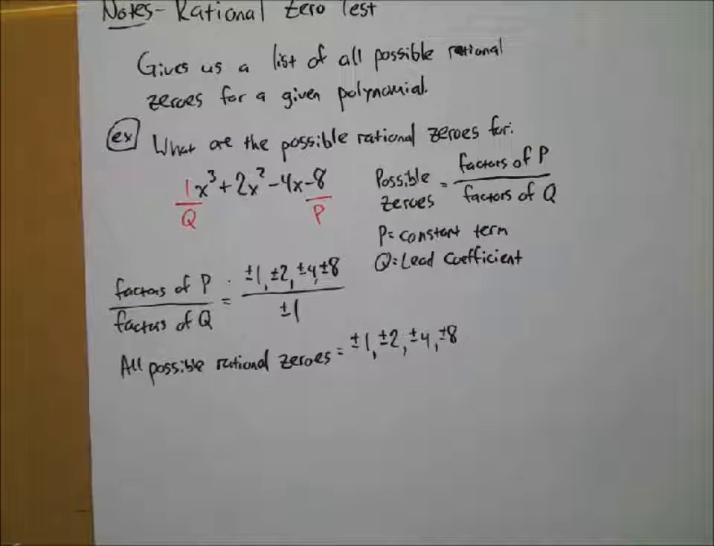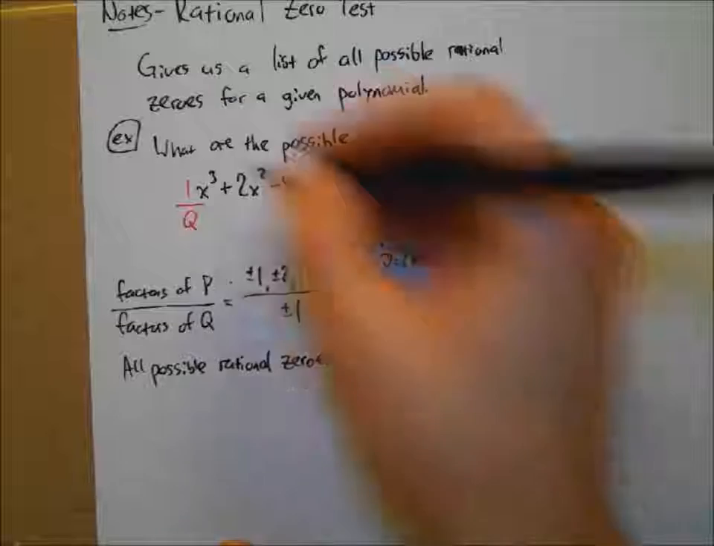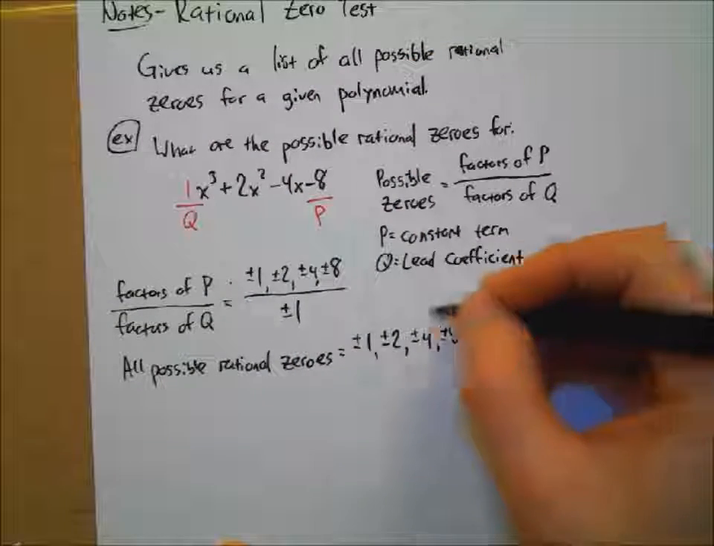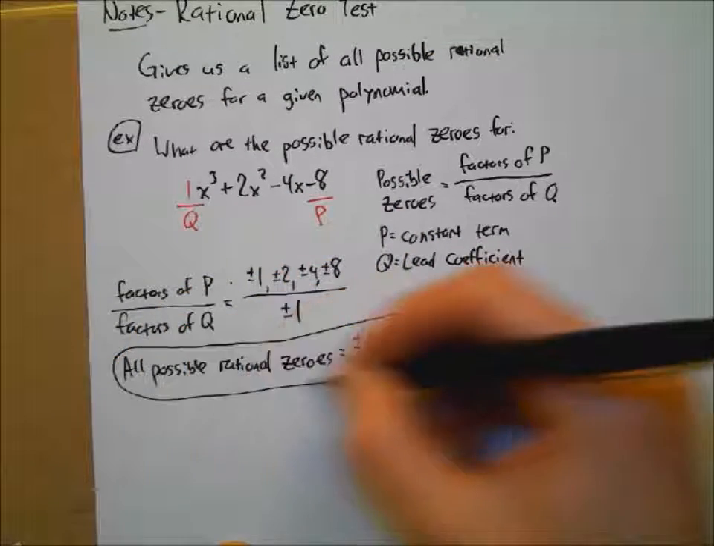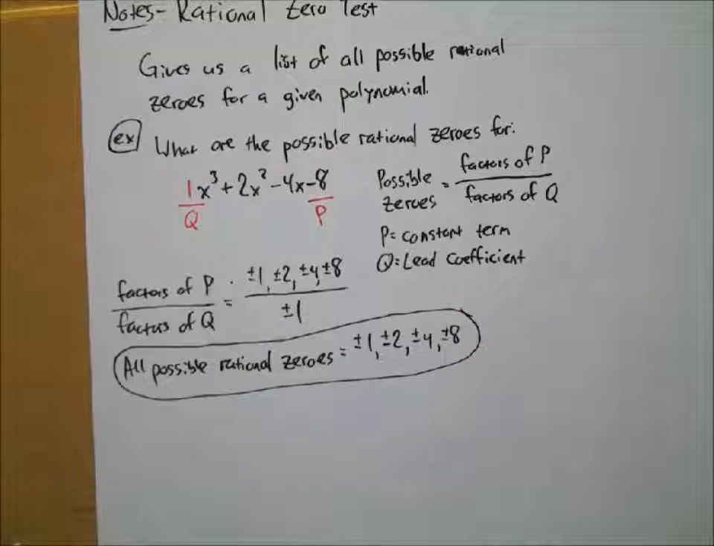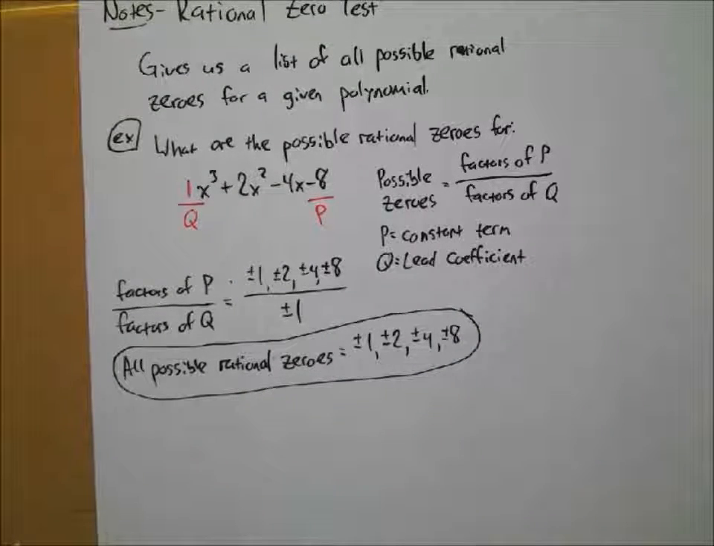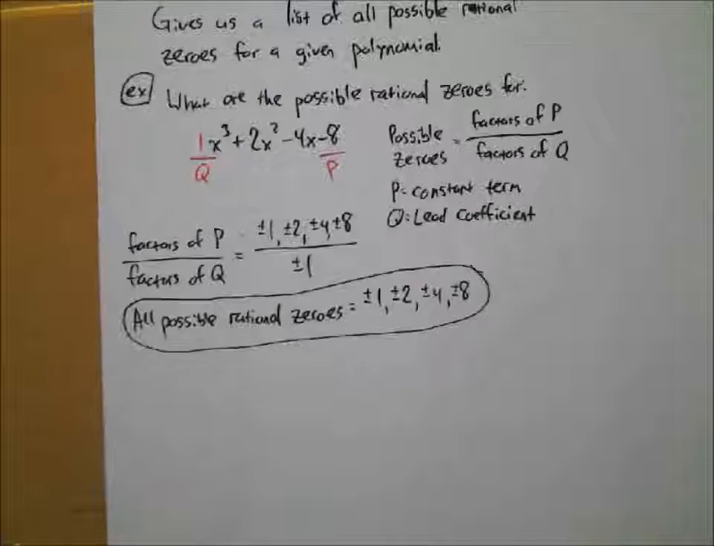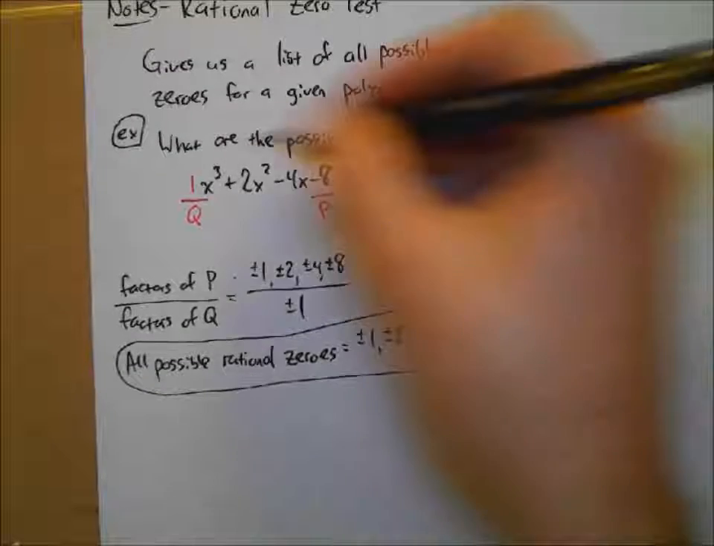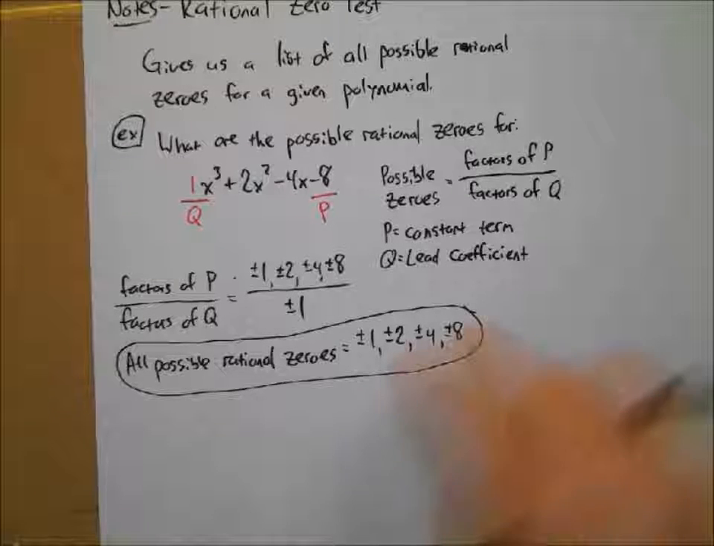Okay? And so that's our answer, right? That's what we're looking for here. What are the possible rational zeros for that polynomial? It'll only be these possible 8 numbers, right? According to the rational zeros test. This identifies those 8 rational zeros, okay? If there are rational zeros for this, it will only be among this group of 8 possible zeros.